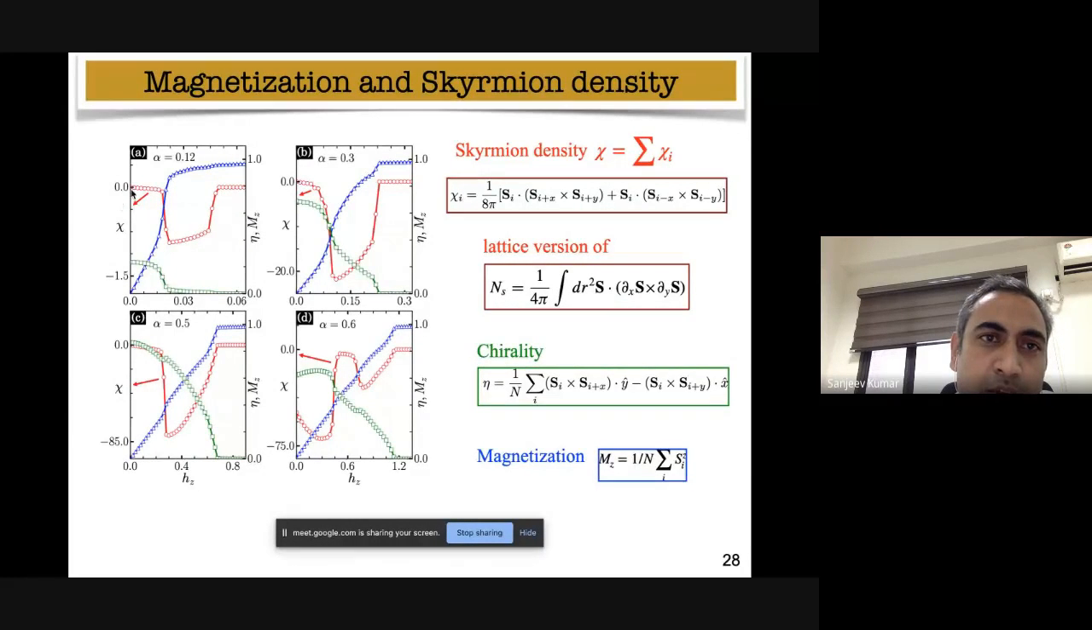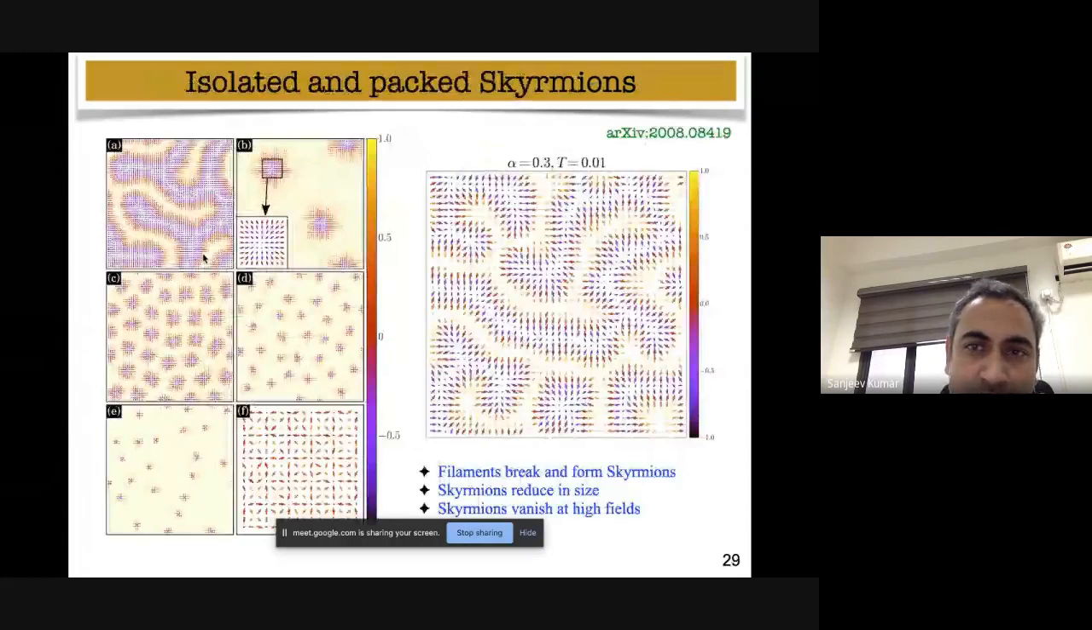You find that close to the saturation magnetization, there is a rise in the skyrmion density. Similarly here, this rise in skyrmion density occurs even earlier, and so on. So from this, what one can read out is that as you apply a magnetic field, beyond a certain critical value, well-defined skyrmions are forming. Let's look at the textures now.